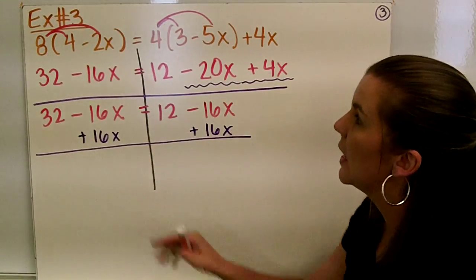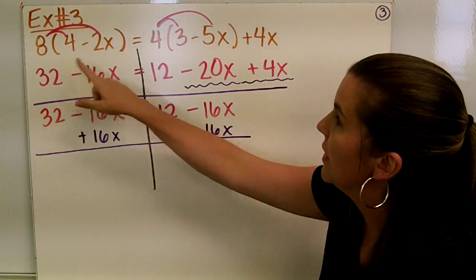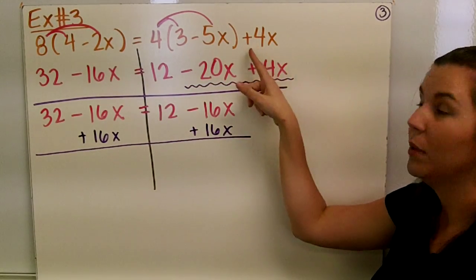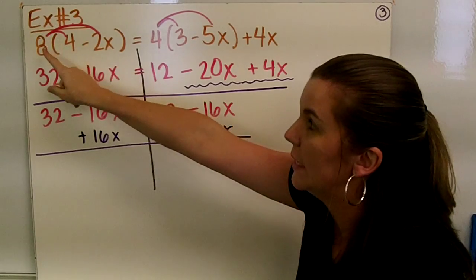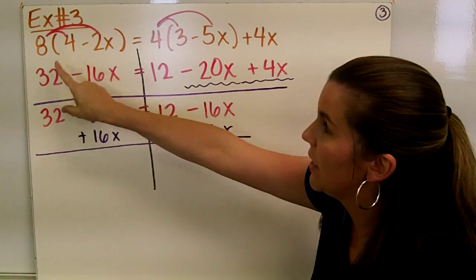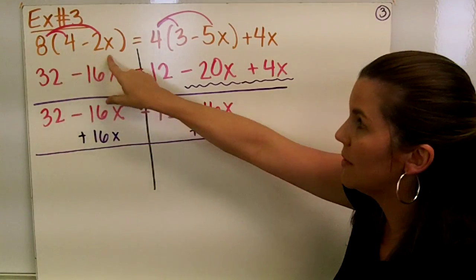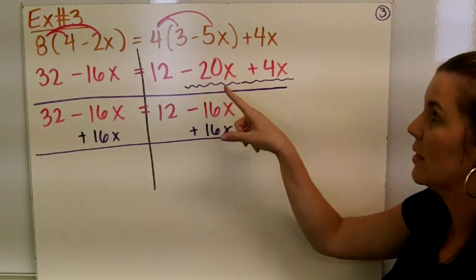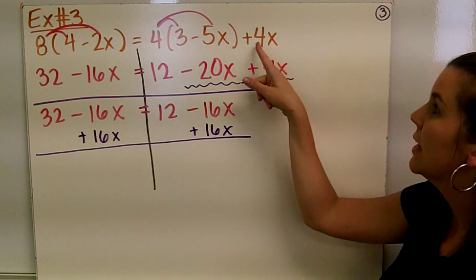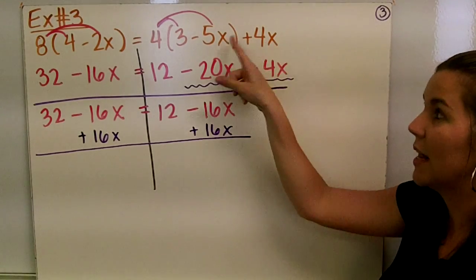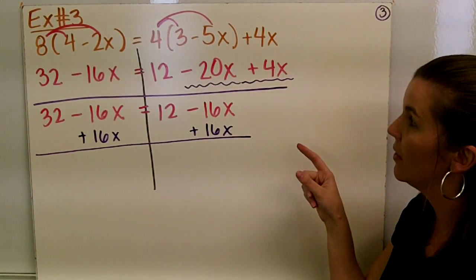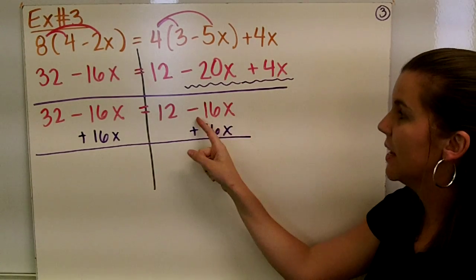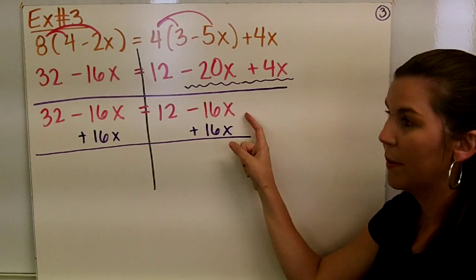Example number 3. 8 times the quantity 4 minus 2x equals 4 times the quantity 3 minus 5x plus 4x. So again, distribute. 8 times 4 is 32. 8 times negative 2x is negative 16x. 4 times 3 is 12. 4 times negative 5x is negative 20x. Carry down the plus 4x. It's not inside the parentheses, so it doesn't get multiplied. Here we have like terms. Negative 20x plus 4x is negative 16x.